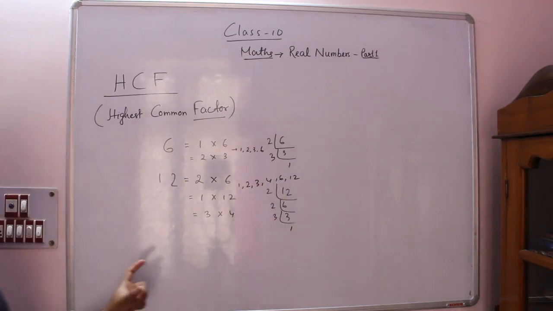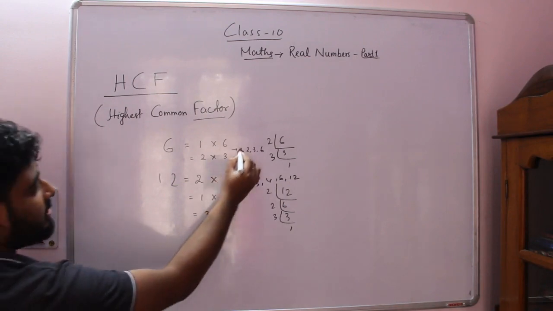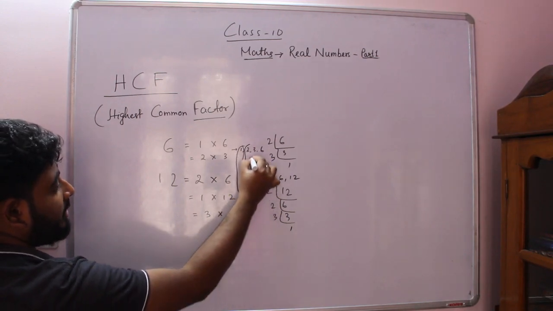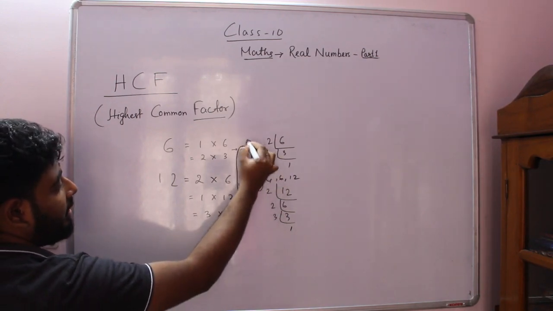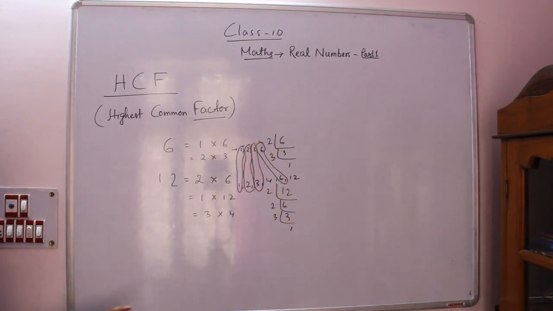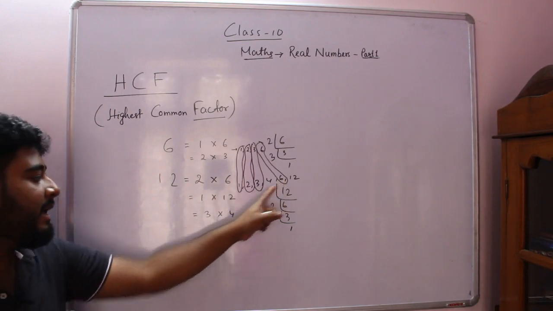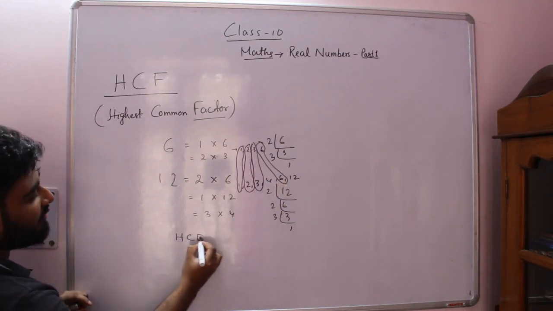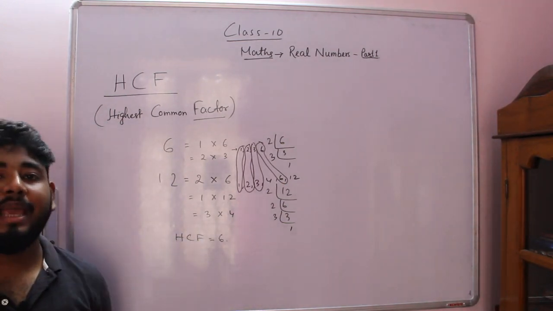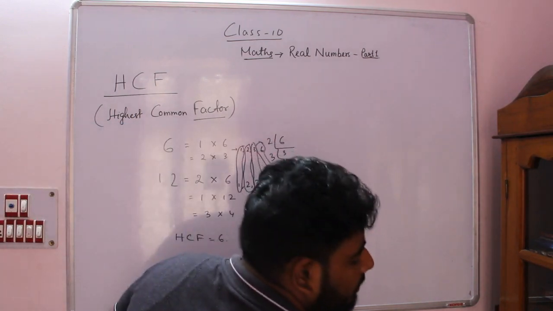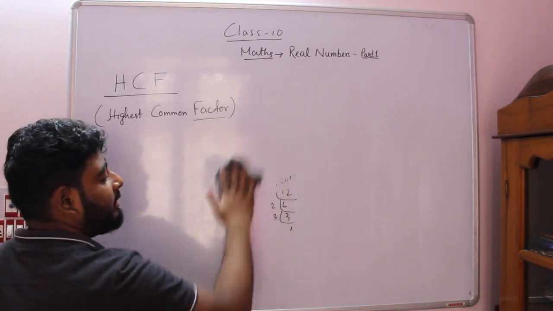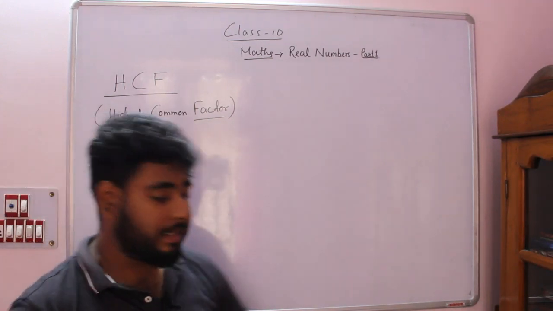Out of these, which are the common factors? 1 is a common factor, 2 is a common factor, 3 is a common factor, 4 is not there, 6 is a common factor, right? So among these factors, which is the highest? 6 is the highest. So what is the HCF? The highest common factor is 6. Okay, so this is the basic idea of what HCF is, right? But we will be using Euclid's division lemma to find the HCF.